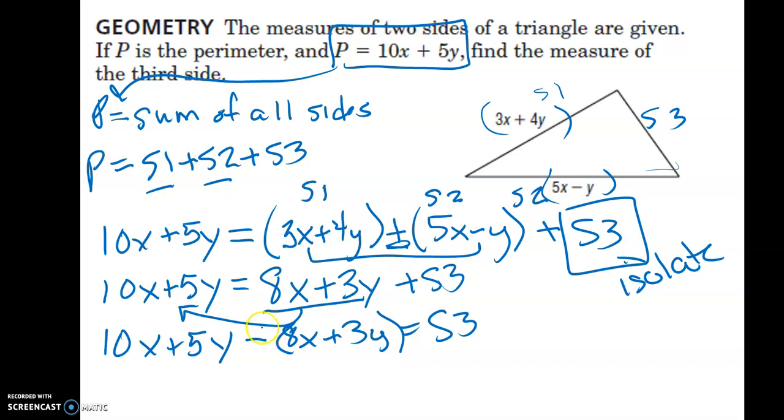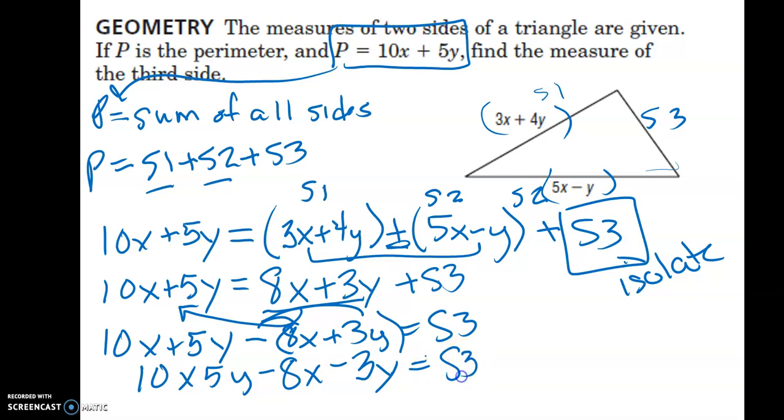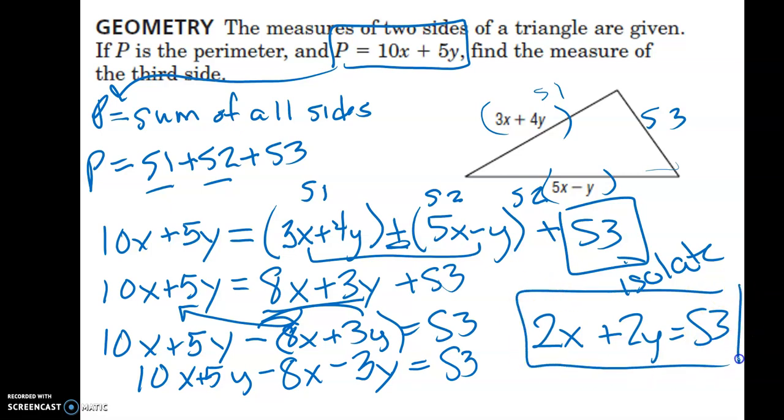That would have been fine, but the idea here is that I need to distribute, so 10x plus 5y minus 8x minus 3y, which would have been the same had I just subtracted them over using our old knowledge. And so collecting together those things that are alike, 10x minus 8x is 2x, 5y minus 3y is 2y, and that is equal to side 3 of my polynomial, of my triangle.